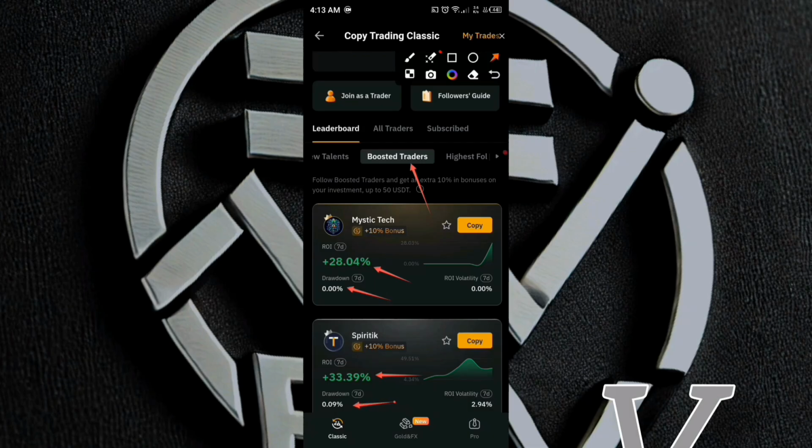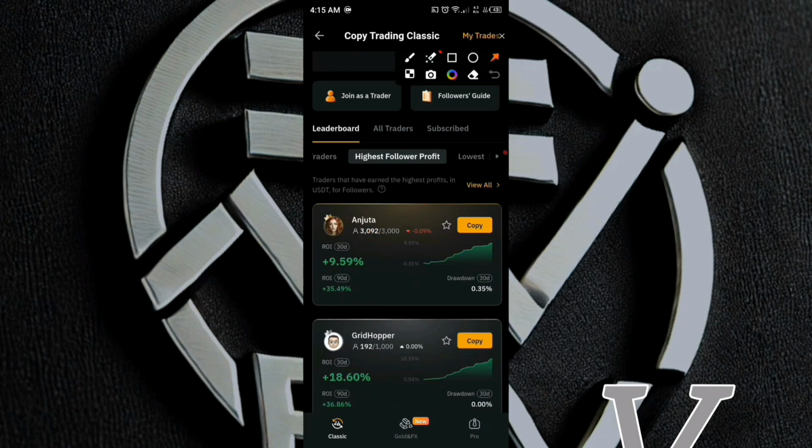One thing you should have noticed is that they actually have a low percent rating on their return on investments, but if you follow them and you make profits, you have a guaranteed 10% bonus on your profits that you are getting back. And then the next category is where you have the highest follower profit.